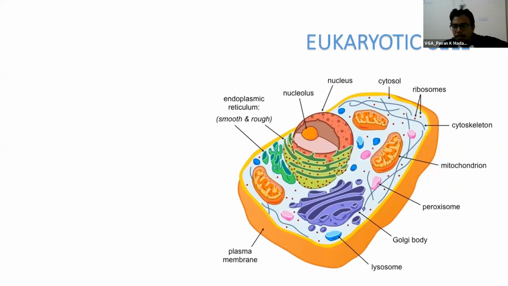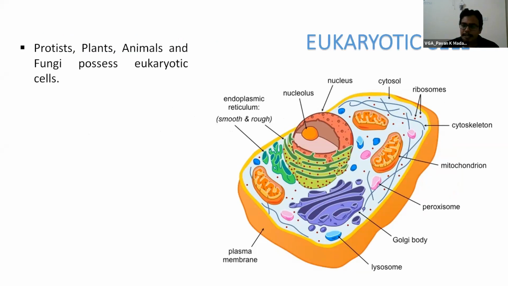Now, today let us start with the eukaryotic cell. What are the different types of cell organelles we see in them, and what is the basic difference between prokaryotes and eukaryotes? Let us look into such aspects today. The typical eukaryotic cell is present in all the kingdoms: protists, plants, animals, and fungi. In all these, we see eukaryotic cells.